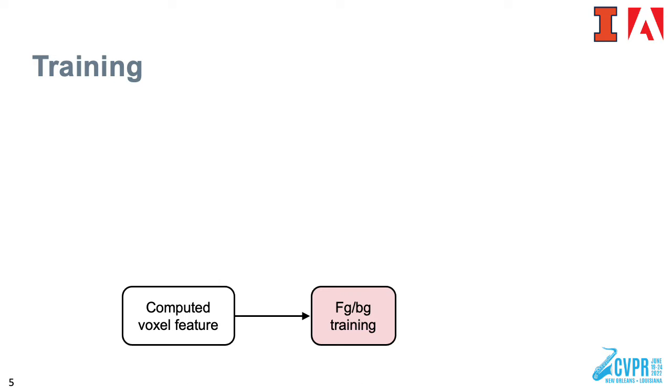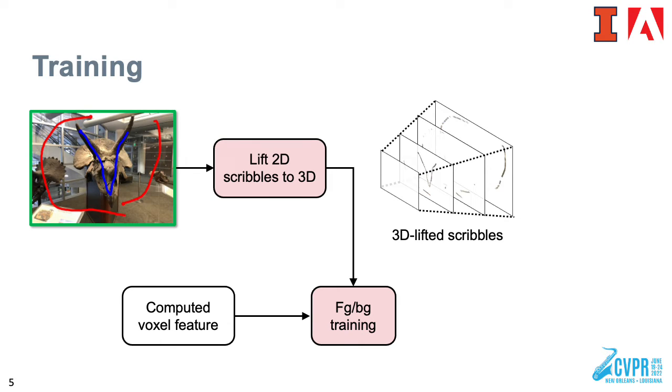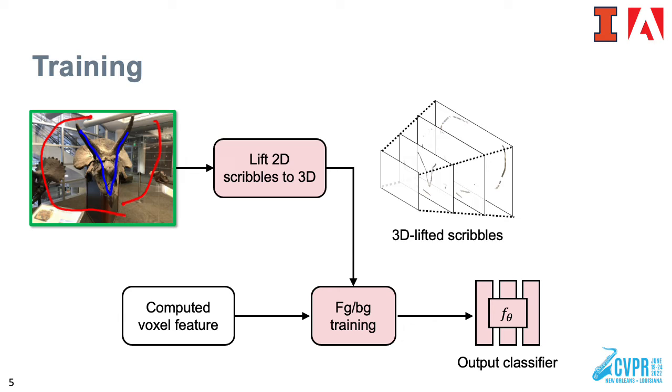After the voxel feature computation, we train an MLP-based classifier network for foreground and background classification given the user-provided scribbles. For training, we lift the 2D foreground and background scribbles to 3D using the known camera pose, and then train the network using a standard binary cross entropy loss.